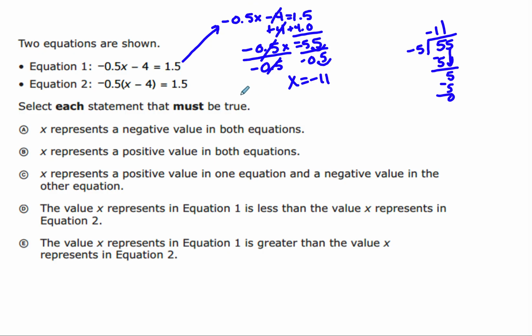All right. Now I'm going to do the next equation. We'll see what that one equals. Negative 1/2 times the quantity x minus 4 equals 1.5. Okay, got to do distributive property here. Get rid of that parentheses first. Negative 1/2 x times x is negative 1/2 x. Negative 1/2 times negative 4. Negative times negative is positive, so I'm going to put a plus.